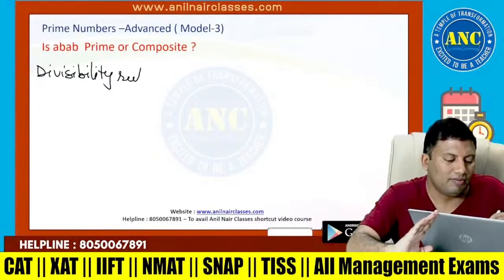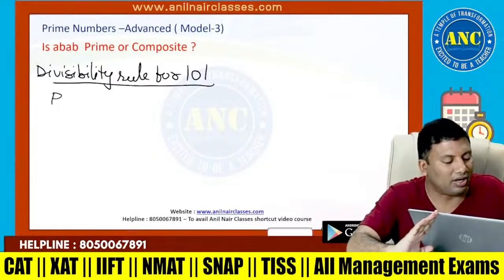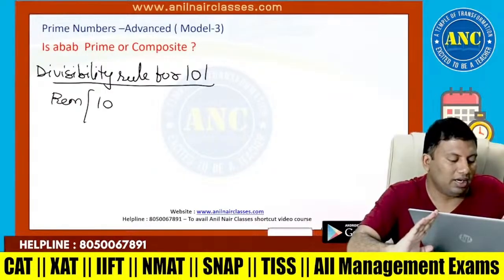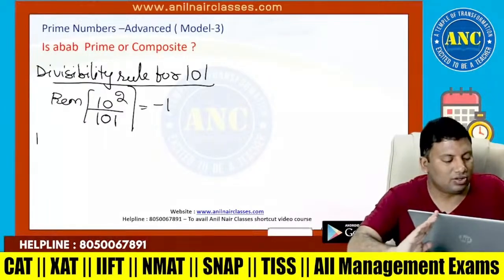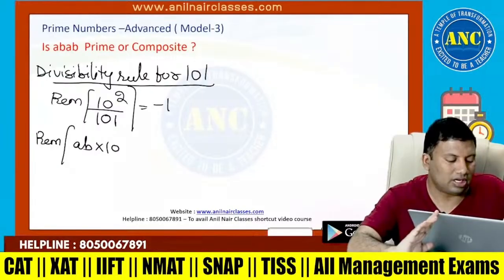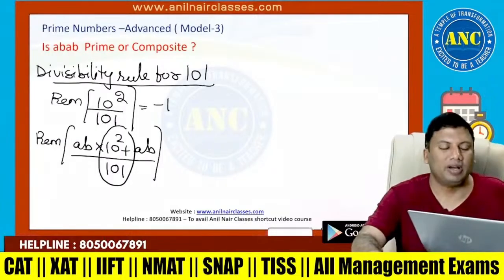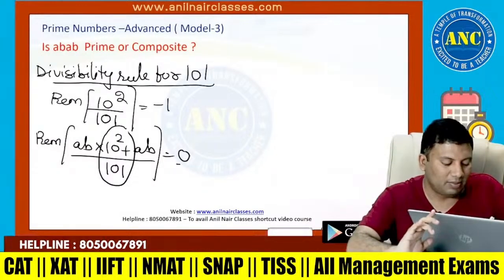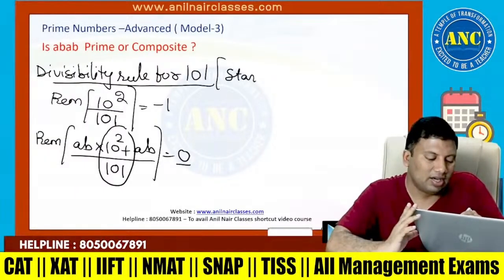Divisibility rule for 101. If I take the divisibility rule for 101, these are nothing but remainder 10 square divided by 101. 100 divided by 101 gives minus 1. So these are nothing but AB into 10 square plus AB divided by 101. 100 divided by 101 is minus 1. Minus AB plus AB. What is the remainder? 0.